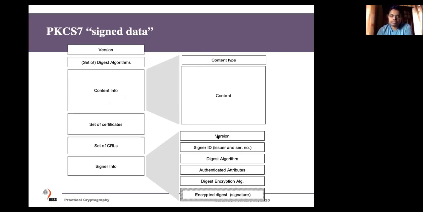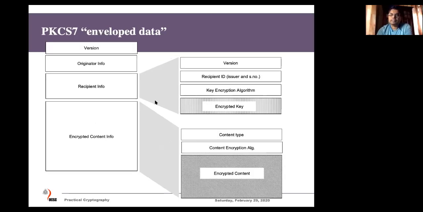The signer information field has a version, signer ID, that means who is going to sign, digest algorithm, which hashing algorithm is used, authenticated attribute, meaning time of signing, digest encryption algorithm, meaning which public key algorithm is used to sign, maybe RSA or elliptic curve, and then finally this field is the signature. So that's how the S/MIME PKCS 7 signed data structure looks.